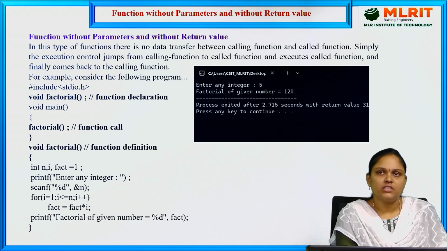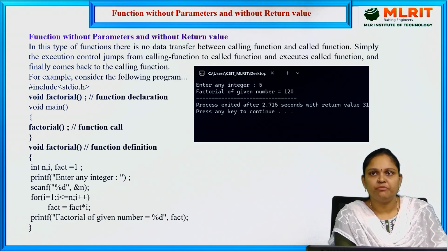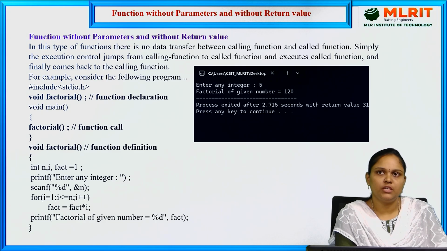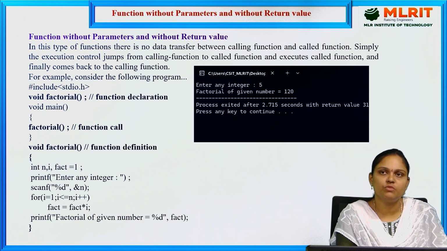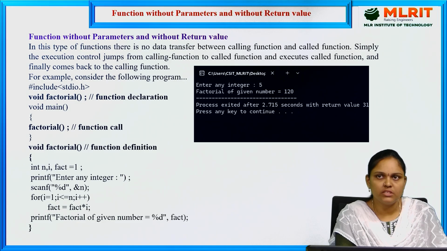And some of the function categories we have, that is different types of function calls we have. We can call the functions in 4 different types. That is, we have a function with parameters, without parameters, with return types and without return types. So each of the function categories we are going to see now.